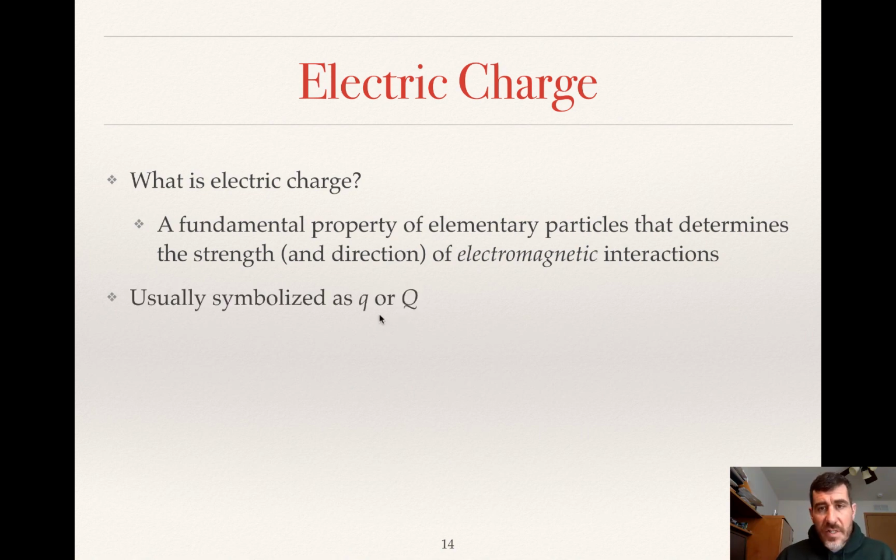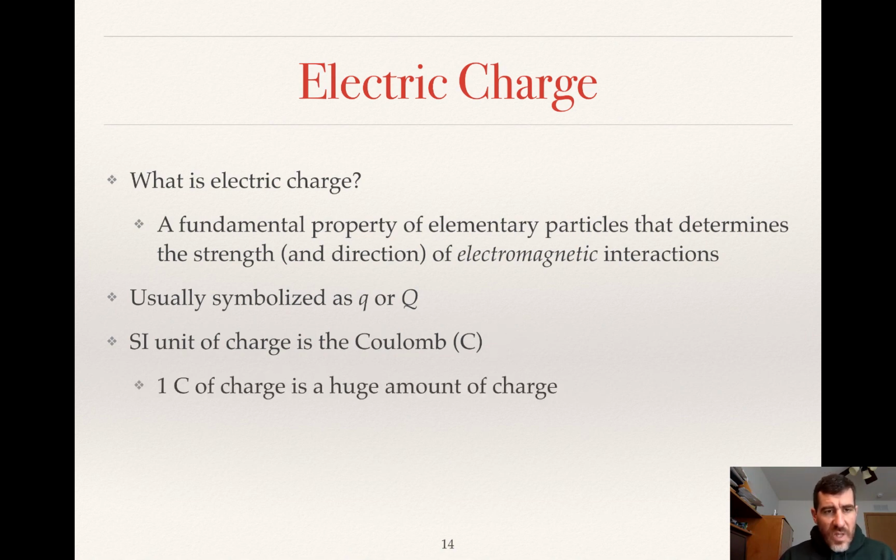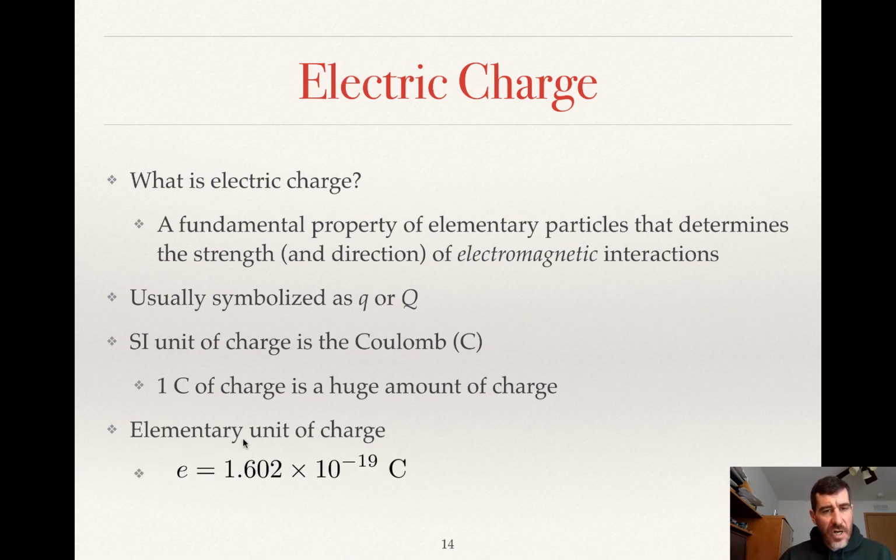So usually, to symbolize electric charge, we're going to use a Q, either a lowercase q or a capital Q. The SI unit of the charge is something called the coulomb, which is abbreviated with a capital C. Now, 1 coulomb, as it turns out, is actually a huge amount of charge. So we also talk about something called the elementary unit of charge, and the elementary unit of charge is the amount of charge on an electron or a proton. This is abbreviated with a small e.